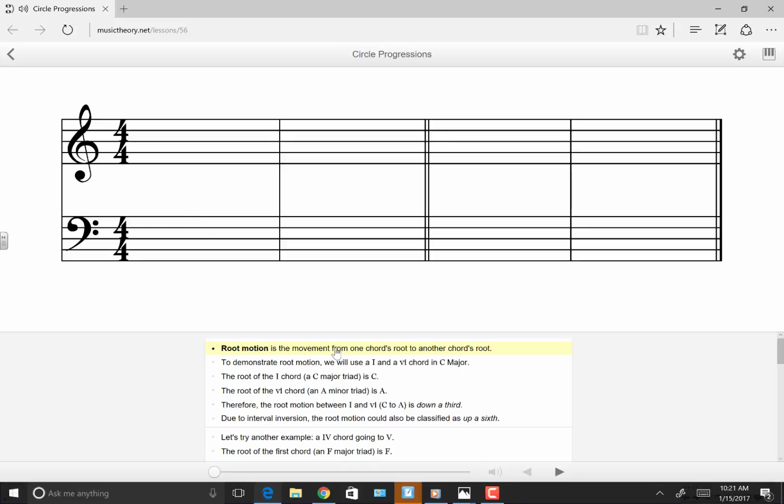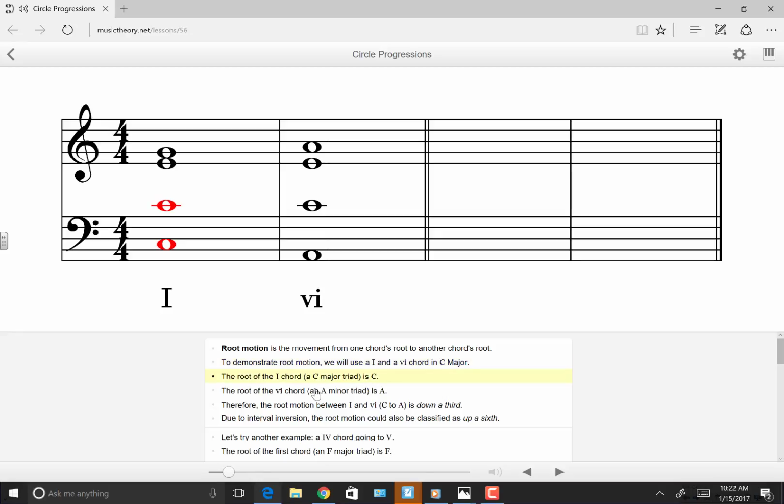Okay, so common chord progressions. Well, first let's review a little bit. Root motion is the movement from one chord's root to another chord's root. So to demonstrate this, we will use a major 1 and a minor 6 chord in C major, which we have right here. The root of the 1 chord is C. It's the C major triad.